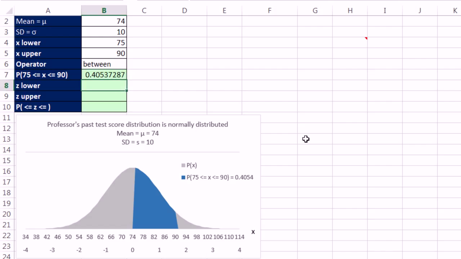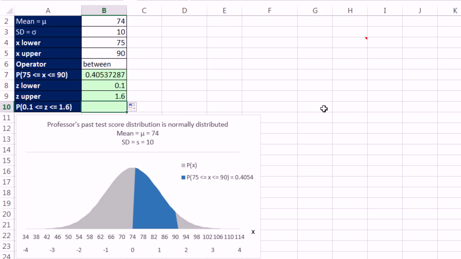Now if I'm calculating z equals open parentheses, my 75, that's the lower, minus, and I'm going to take my mean F4, close parentheses, divided by, and I want to divide it by standard deviation F4, Control Enter. So that's 0.1 above, just slightly above that 0, slightly above average, all the way to 1.6. I can see my cell references are working.